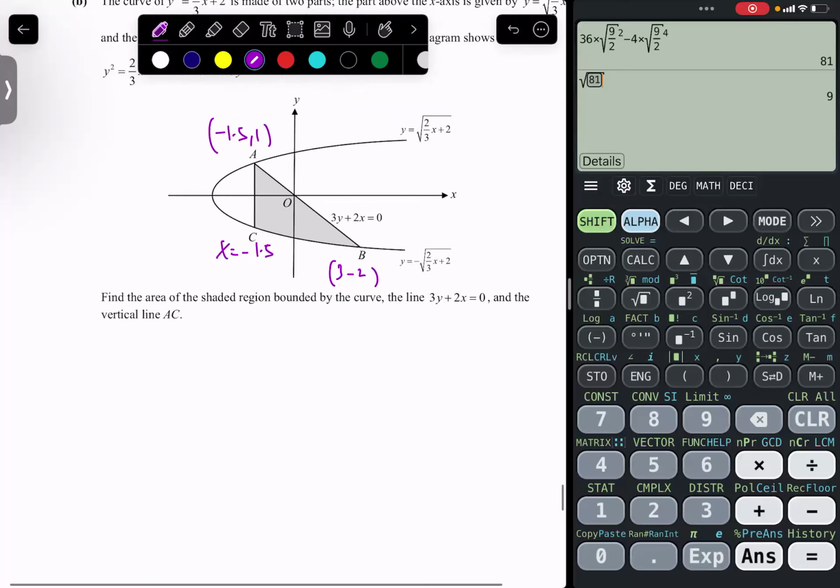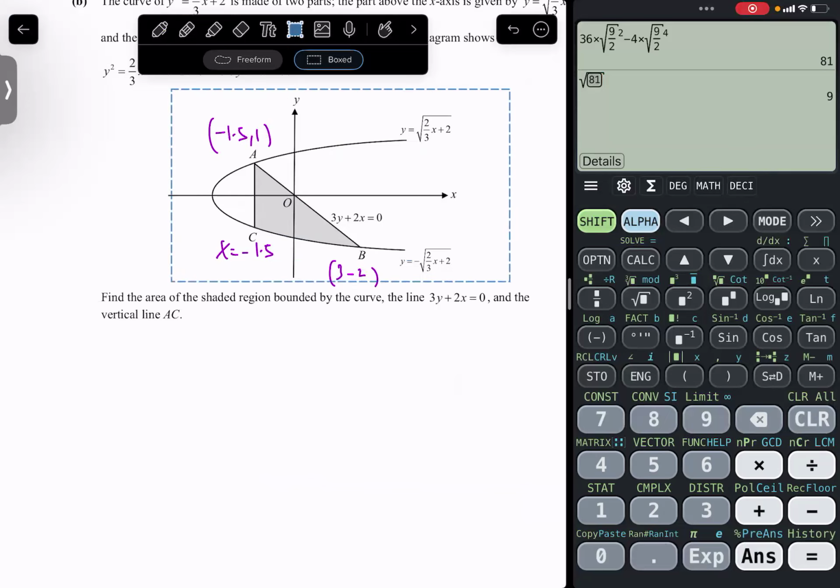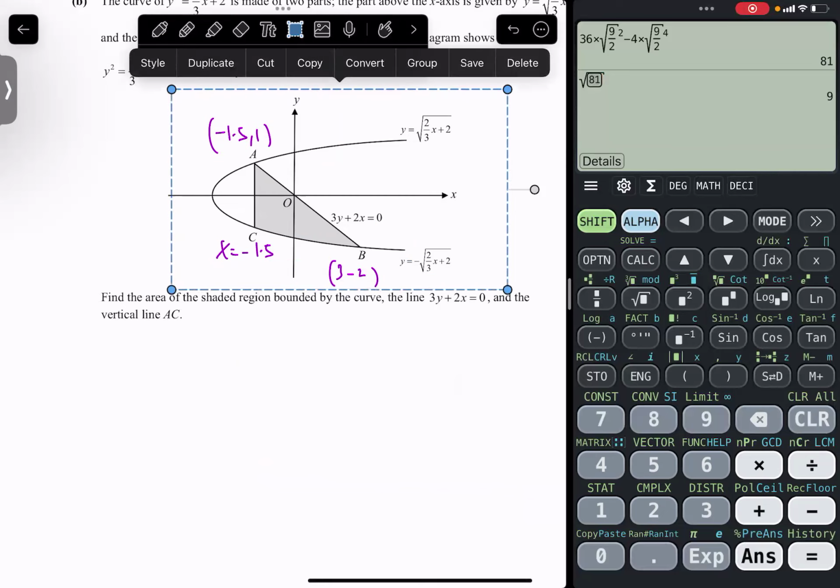Okay, find the area of the shape. So let's tilt the image to understand it a little bit better. Okay, so we can do this. You can just tilt the paper, right?